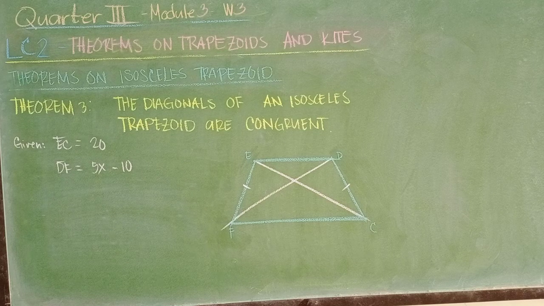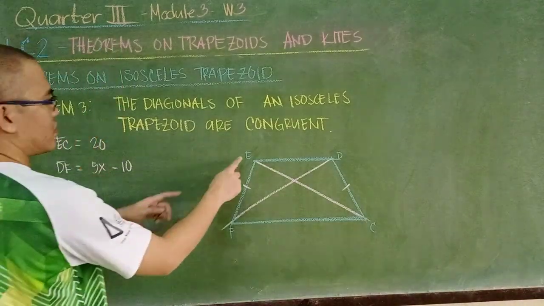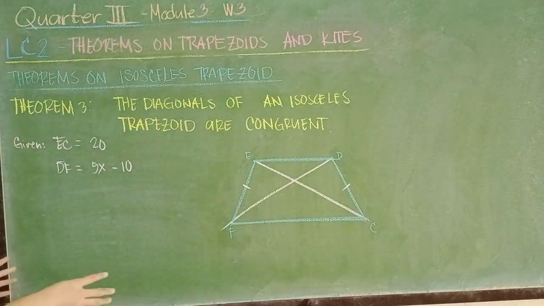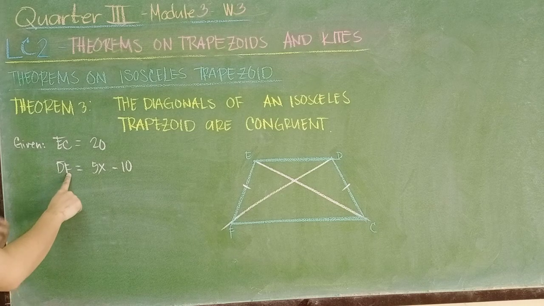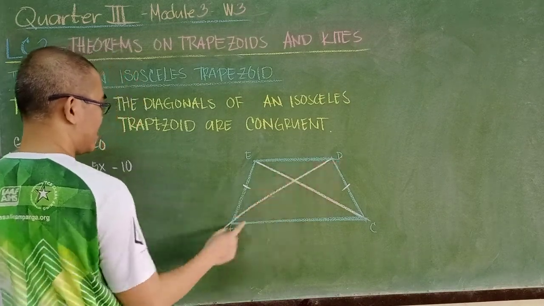Next is example for theorem number 3. Example number 2. We have given line EC o yung diagonal EC is equal to 20. So, E hanggang C is 20. Walang units. And then DF or FD is 5x minus 10. So, FD or DF is 5x minus 10.